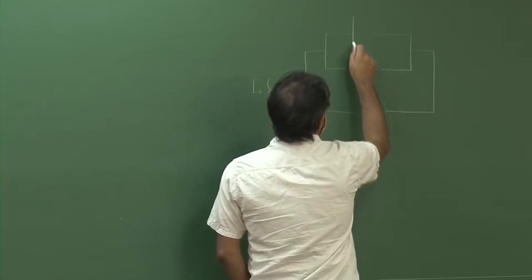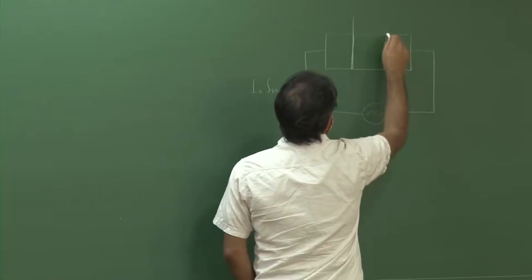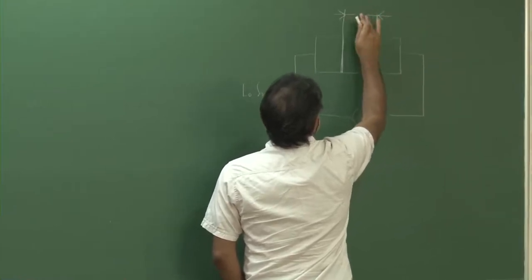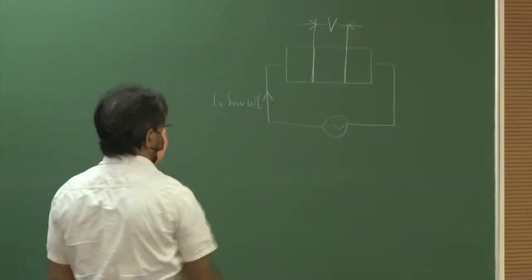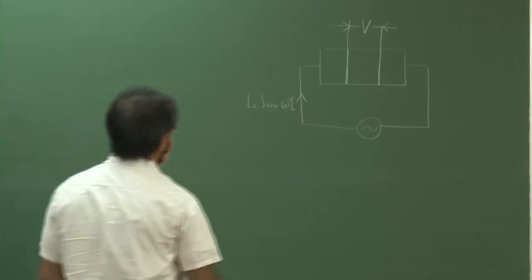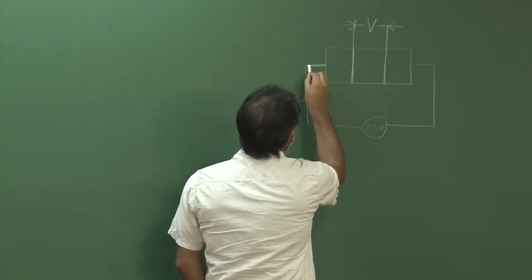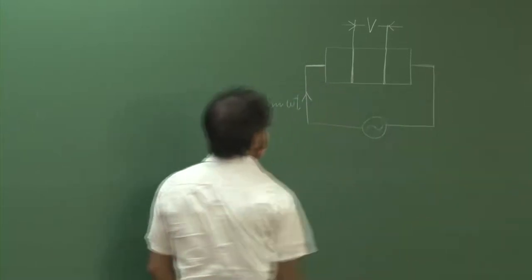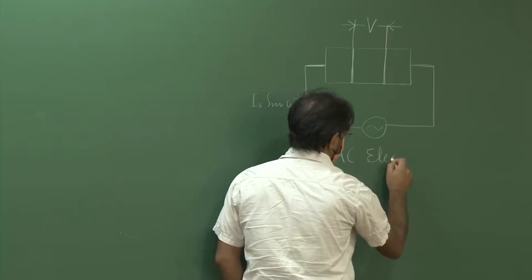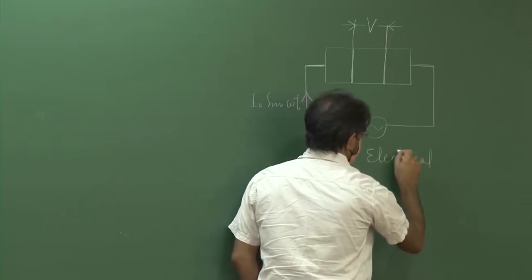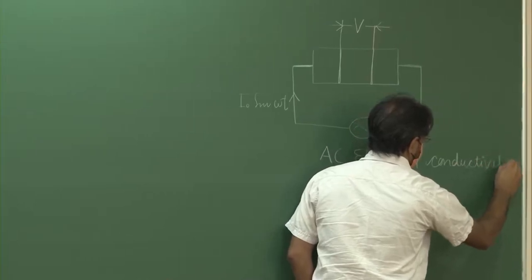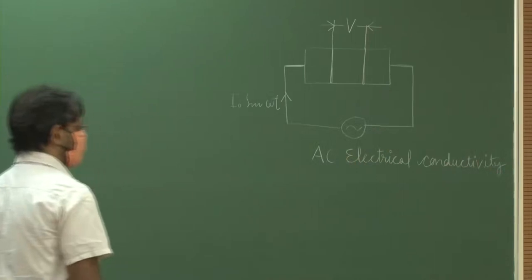You gather the voltage between these two leads. You can solder these two leads and you measure the voltage drop here. And the voltage drop is also going to be an AC voltage drop, which may be in phase with the current or may lag behind or lead depending on what the material is. So, in the case of metals, you expect it to be in phase. Okay. So, this is your AC electrical conductivity, as opposed to the DC electrical conductivity that we studied yesterday.